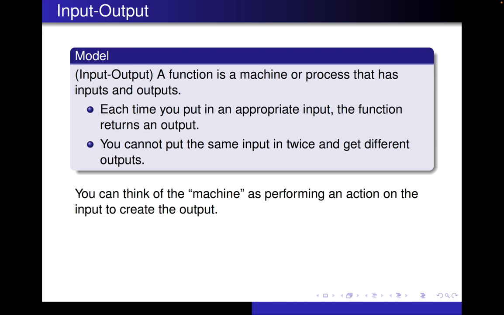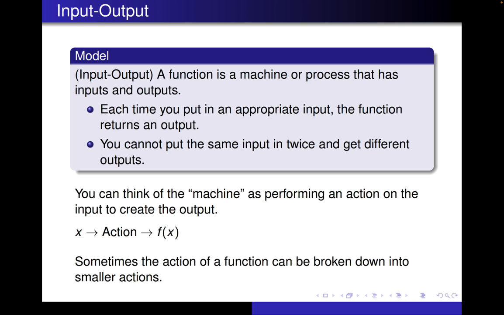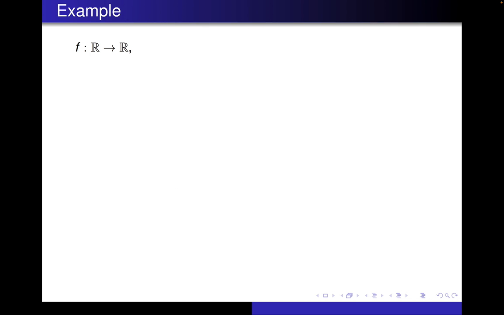So one way you can think of the machine is as something that performs an action on the inputs in order to create the output. So you start with x, you put it into the function, it does some kind of action to it, and then out comes the output f of x. And sometimes the action of a function itself can be broken down into smaller actions. Let's see how that looks on a particular example.